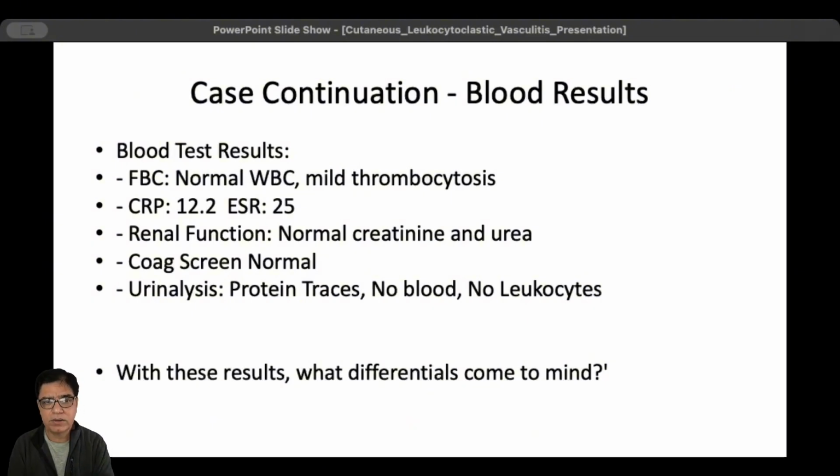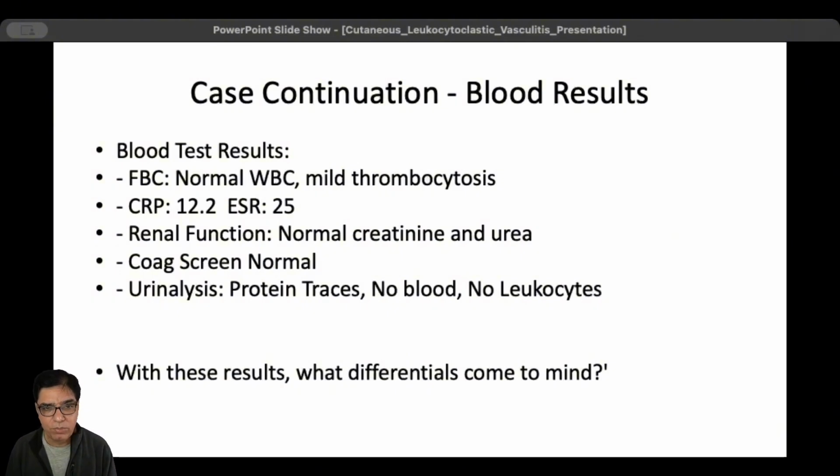His full blood count showed a normal white blood cell count. His thrombocytes were slightly elevated, so there was no thrombocytopenia. Rather, the thrombocytosis means the thrombocytes were slightly on the higher side, touching around 500,000. His CRP was very mildly elevated, 12.2. ESR was also borderline at 25.